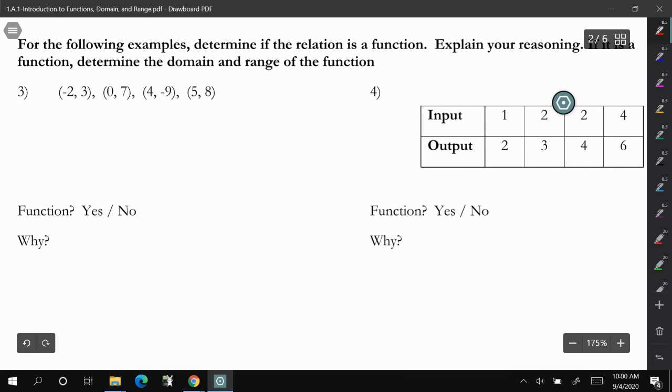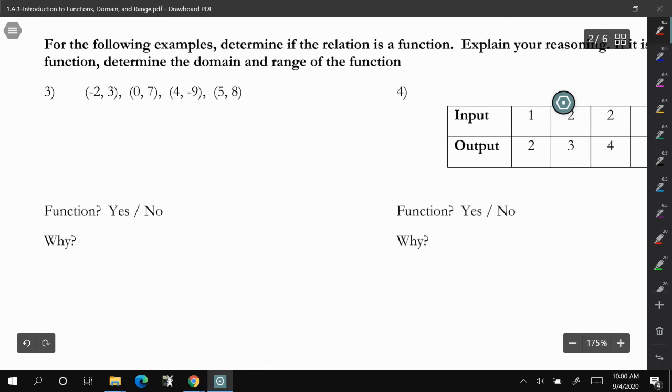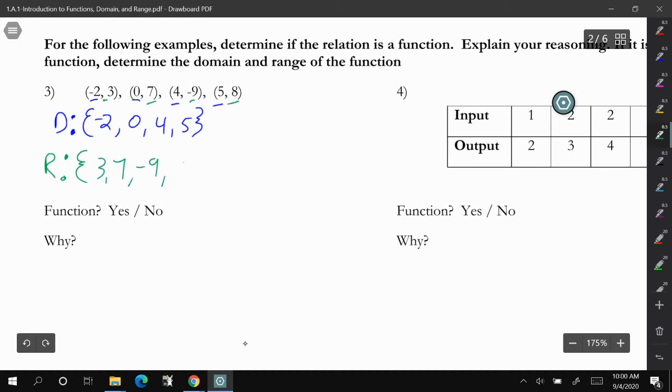So in the examples down here, we're going to determine if the relation is a function or not and explain, and then determine the domain and range of the function. So let's look at this. Our domain is our x value, so I'm just going to underline all these x values. And we have -2, 0, 4, 5. And then our range is going to be our y values. 3, 7, -9, and 8.